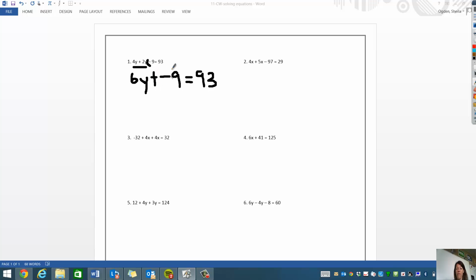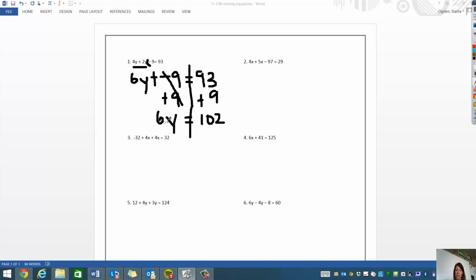So to get rid of negative 9, or to get this back to 0, I'm going to add 9 to this side. If I add 9 to this side, I have to add 9 to this side, because this equation was already equal, and I'm going to keep it equal by doing the same thing to both sides. Well, 9 minus 9 is just 0. So this is now 6y is equal to 93 plus 9. 93 plus 9 is 102.